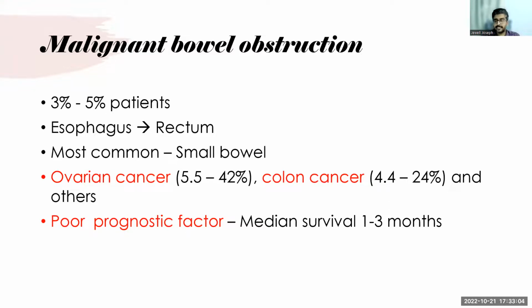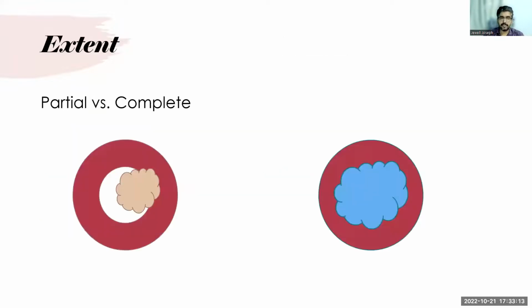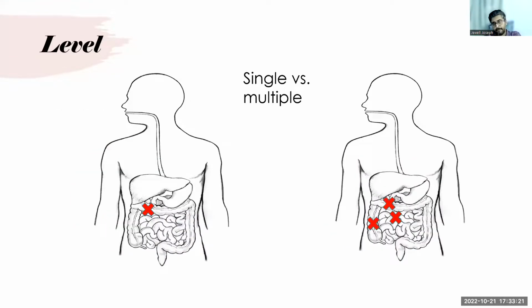In an advanced cancer, it is a prognostic factor. The median survival of a patient with malignant bowel obstruction and advanced malignancy is just 1 to 3 months. So again, malignant bowel obstruction can be classified as partial and complete, which is very obvious from this diagram. And there can be a single level of obstruction or multiple levels of obstruction.